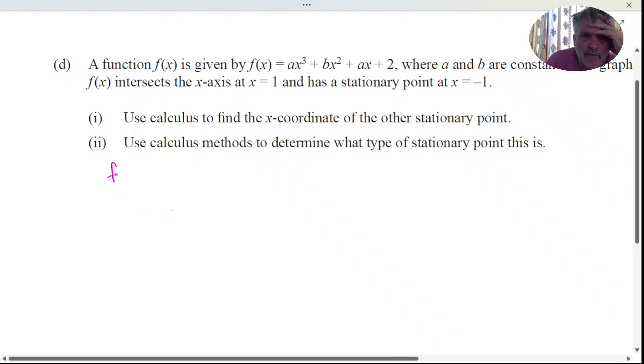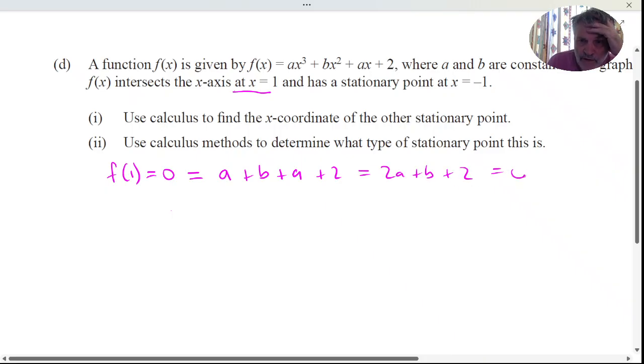Yeah, let's just go through. So we've got f of 1 when x equals 1. It cuts the x-axis, so that means y is 0. That's going to be a, 1 cubed is 1, plus b, 1 squared is 1, plus a, 1 times 1, plus 2 has to be 0, so that's 2a plus b plus 2, and I'm going to write the 0 over here because we're going to use the equation in this form.